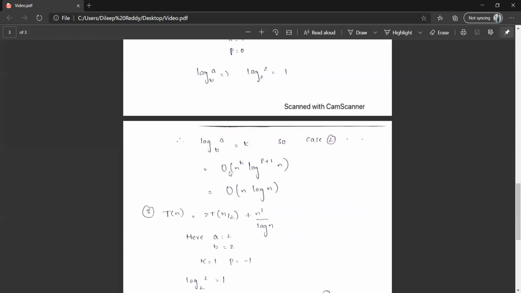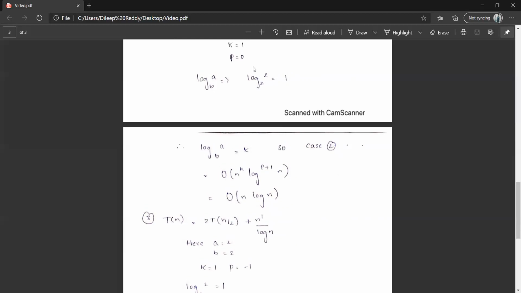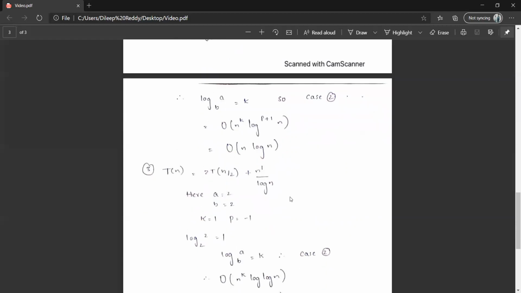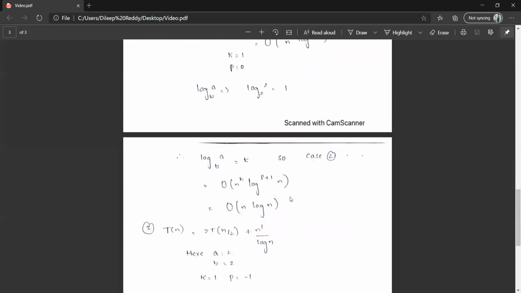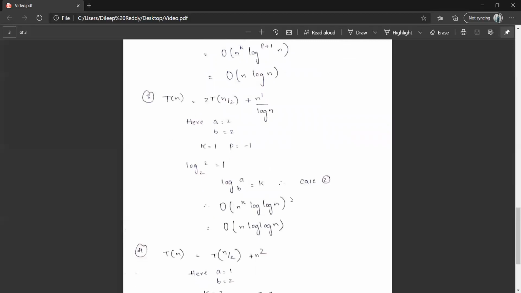So we're going to use this one, big O of n^k log^(p+1) n, where we substitute the values of k and p. Big O of n^1, the value of k is 1, and log to the power 0 plus 1, because the value of p is 0, which is equal to big O of n log n. That is example 2.